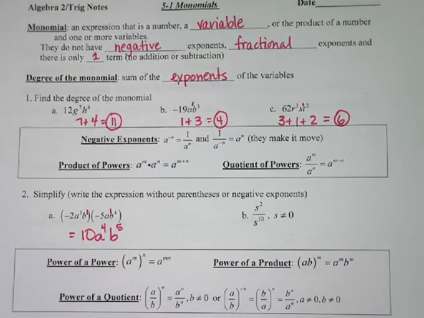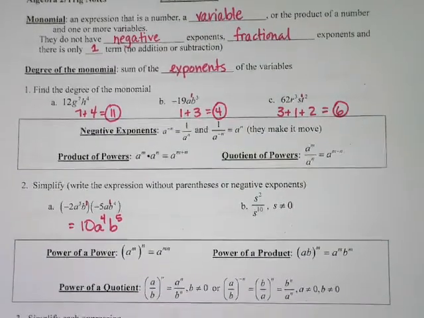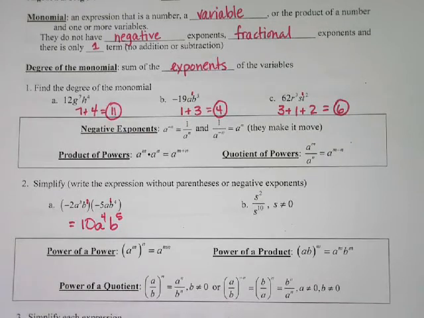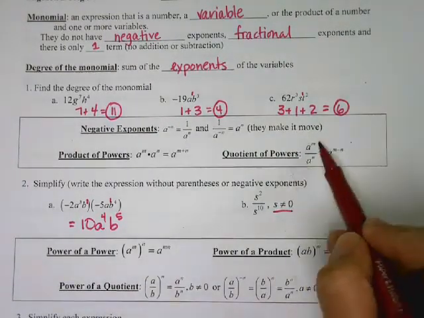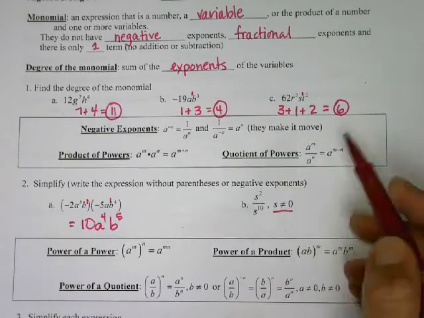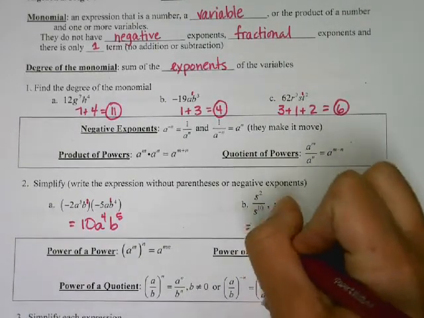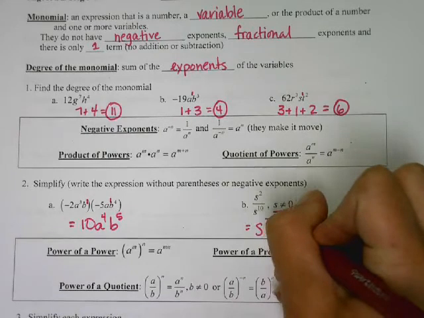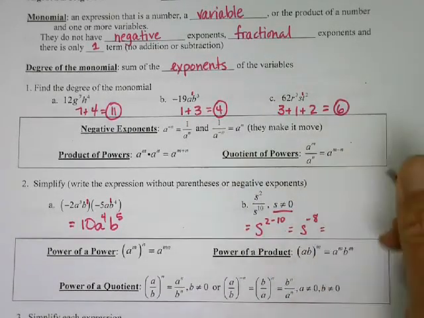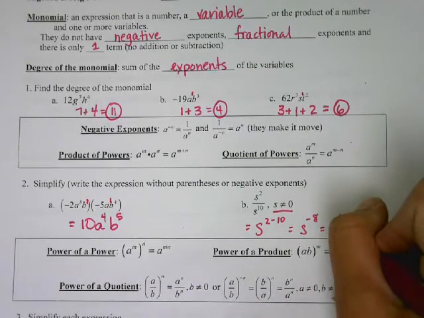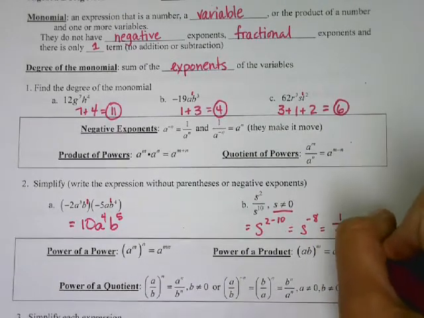Alright, look at letter B there. It says s squared divided by s to the tenth, and s can't be 0 because I don't want to divide by 0, so that's all that means right there. Well, my rule says when I'm dividing, I subtract my exponents. Okay, so s to the 2 minus 10. Well, 2 minus 10 is negative 8. That means I have to move it to the denominator, so I get 1 over s to the 8.